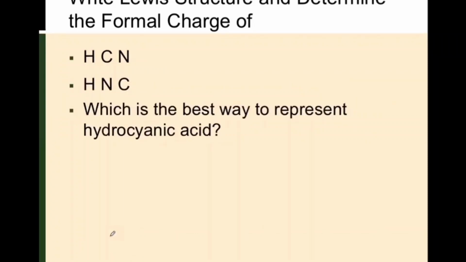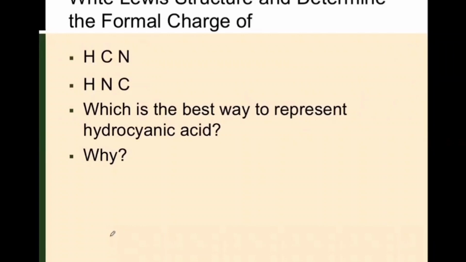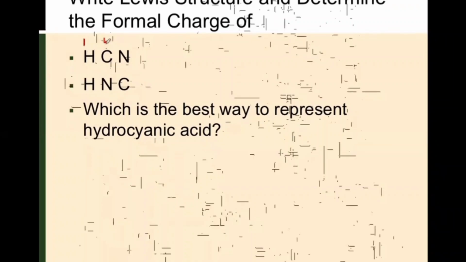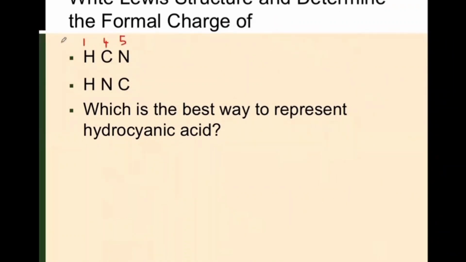Write the Lewis structure and determine the formal charge of HCN and HNC, and decide which is the best way to represent hydrocyanic acid, and why. Let's make some space here. In both of them, we'll have the same number of electrons. Hydrogen will have 1 electron, carbon will have 4 valence electrons, and nitrogen will have 5. That will give us 10 total.